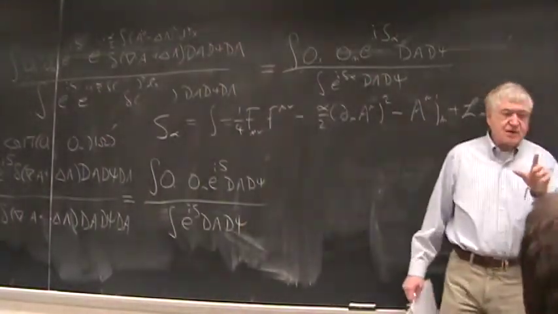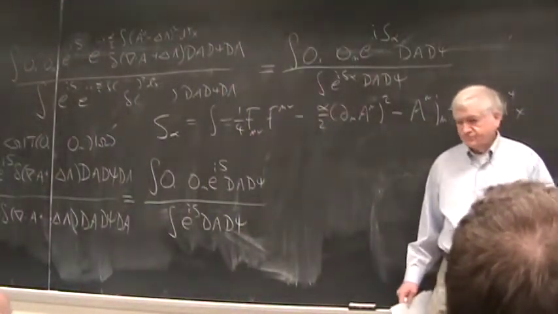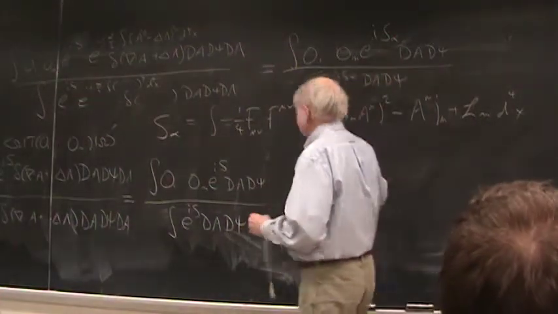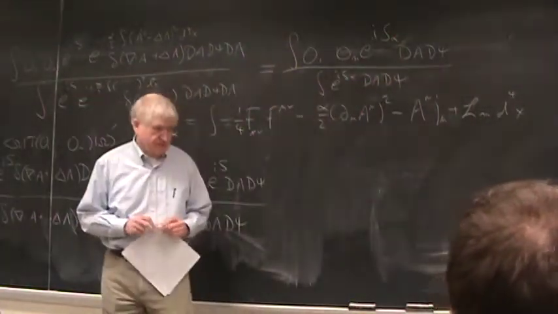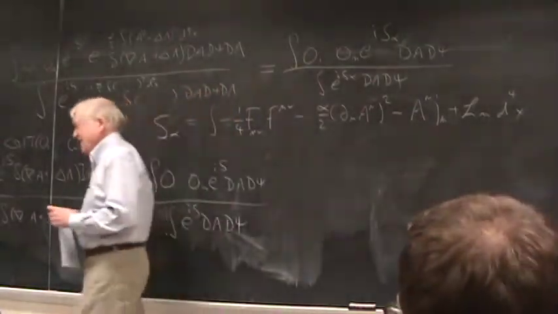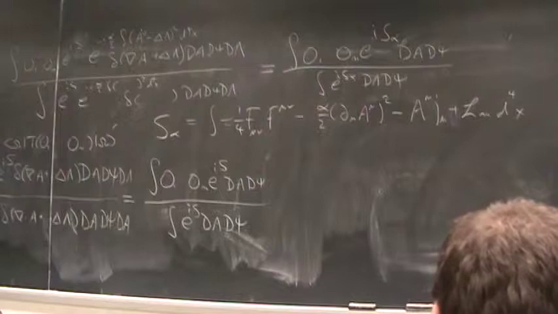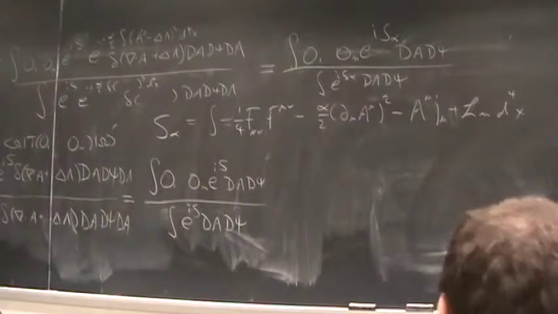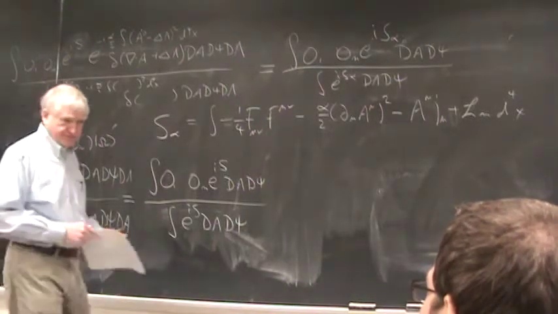So it's for a particular value of alpha that we get that propagator that we had before. Right. It's in fact for alpha equal to 1. For general alpha, we get what I think is called the generalized Landau gauge. Alpha equals 1 is the Feynman gauge, and that's the one we've been using.